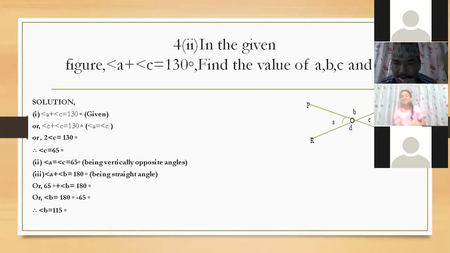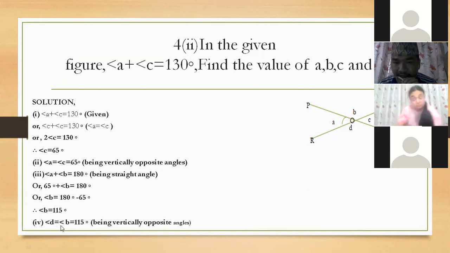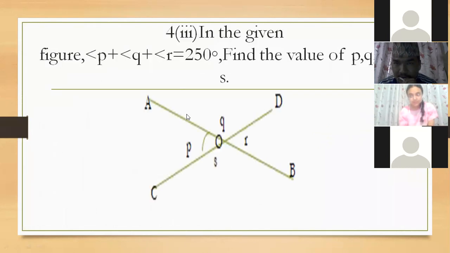I am going to show you the next question now. Next question we have to solve like this. Look here, in this question D and B are also to be found. D equals B. Why D equals B? D and B are equal because they are vertically opposite angles. Okay. Now I am going to show you the next question.